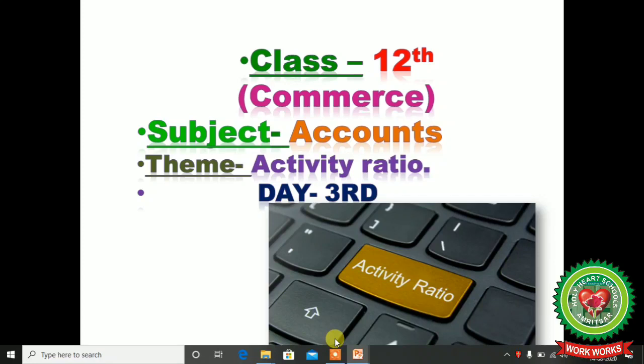Now the activity ratio: if you want to know whether the company's management is using the resources invested by the owner effectively or not, if you want to know whether they are using the resources accurately, then which ratio is required? Activity ratio, to know about the activities.